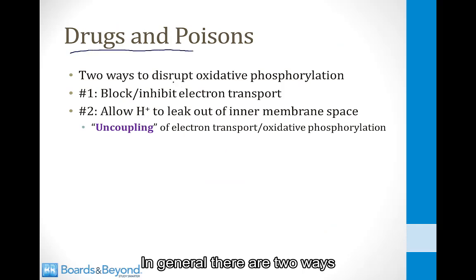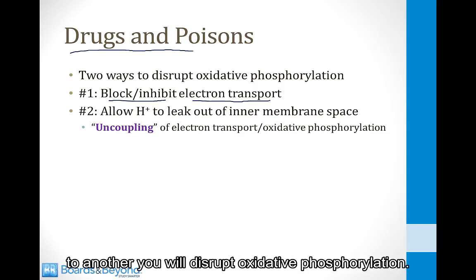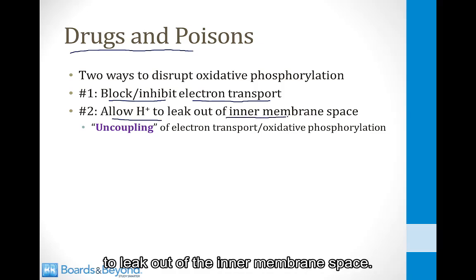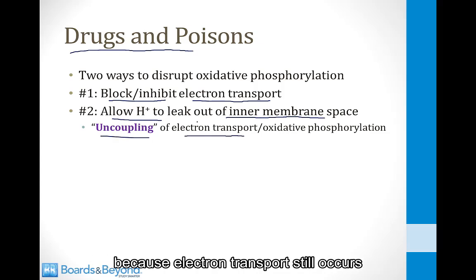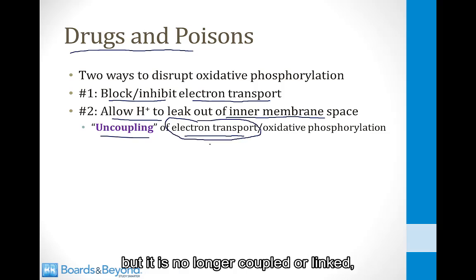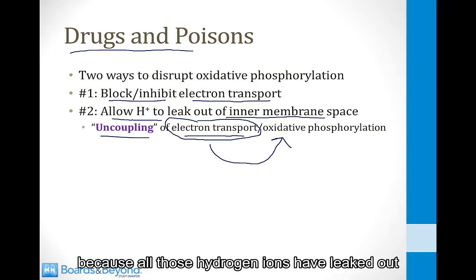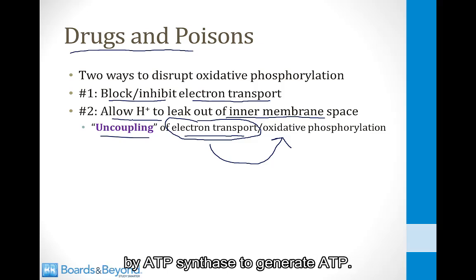In general, there are two ways to disrupt oxidative phosphorylation. The first way is to block or inhibit the electron transport chain. If you interrupt the passage of electrons from one complex to another, you will disrupt oxidative phosphorylation. The other way to do it is to allow those hydrogen ions to leak out of the inner membrane space. This is called uncoupling of electron transport because electron transport still occurs, but it is no longer coupled or linked to oxidative phosphorylation, because all those hydrogen ions have leaked out of the inner membrane space and cannot be used by ATP synthase to generate ATP.